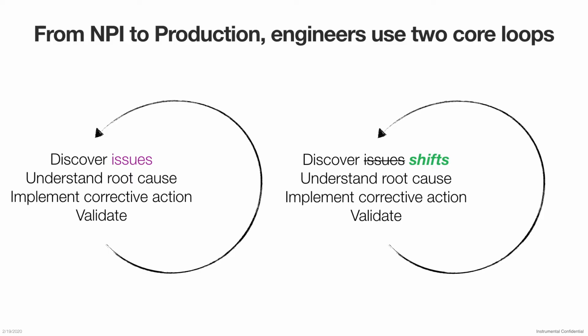Tens, hundreds, thousands of times per program, we run these loops in MPI. In production, there's actually an exact corollary loop. And instead of discovering issues, it's actually about shifts. So what's a shift? You care if you have more of a failure this hour than last hour, more today than yesterday. That means something's changed on your line, and you want to figure out what it is, because that change could result in downstream effects.